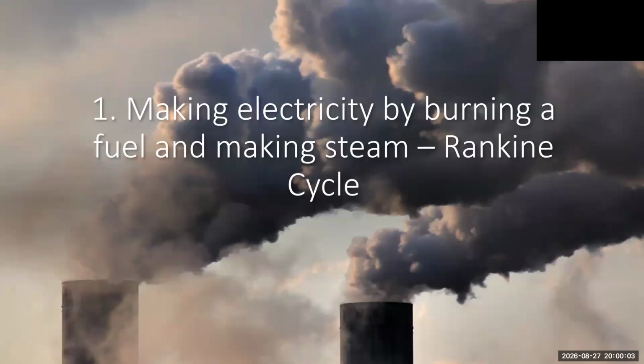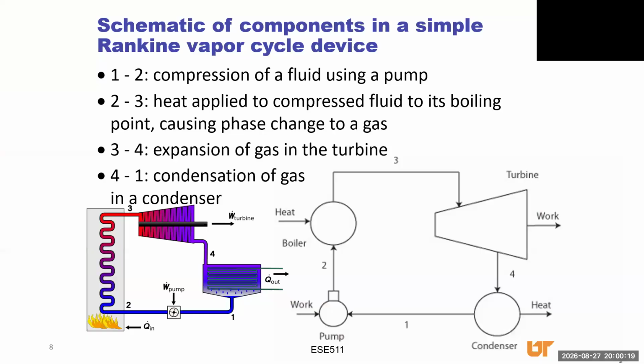Okay, so the first thing we're going to talk about is making electricity by burning a fuel and making steam. And this is called the Rankine cycle. In class today, we went over it very briefly when we went over the schematic. So let's look at the schematic here in the synopsis. Here's an actual schematic, and here's something that's a little bit more of a cartoon of what a Rankine cycle power plant looks like.